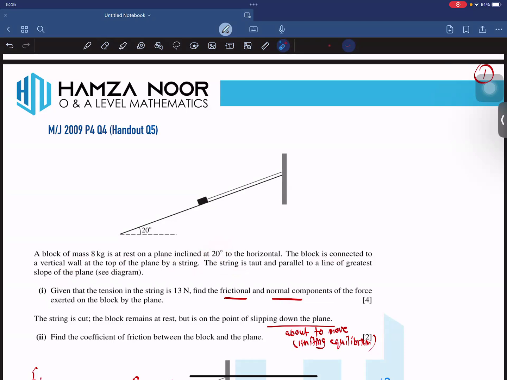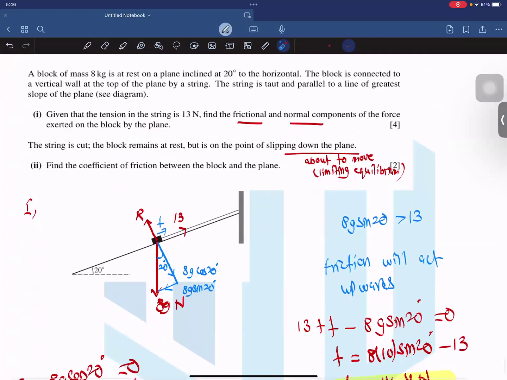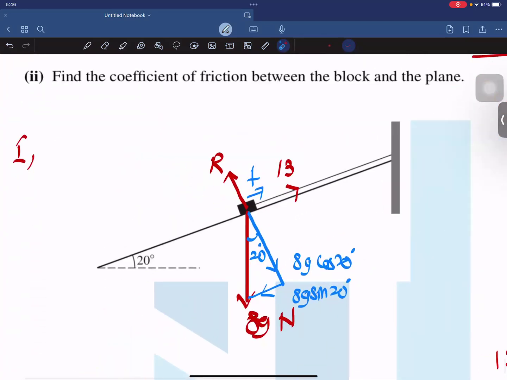The requirement of part 1 is, given that the tension in the string is 13 Newton, find the frictional and the normal components of the force exerted on the block by the plane. So, first of all, we are going to mention all the forces which are acting on the block.